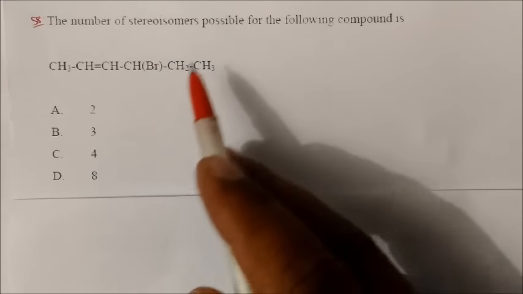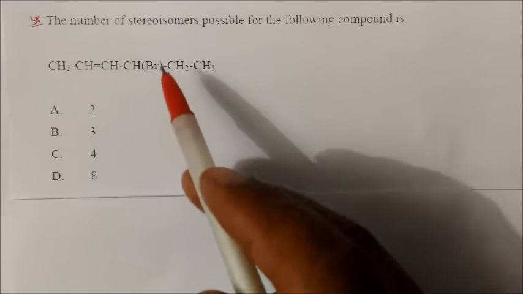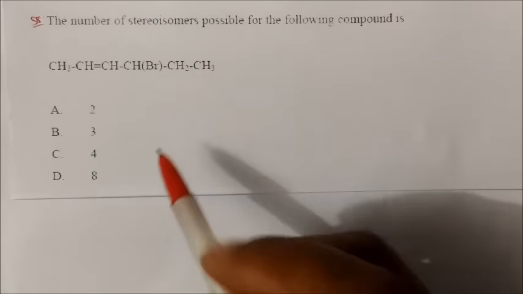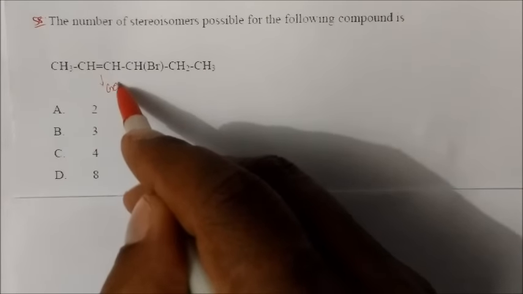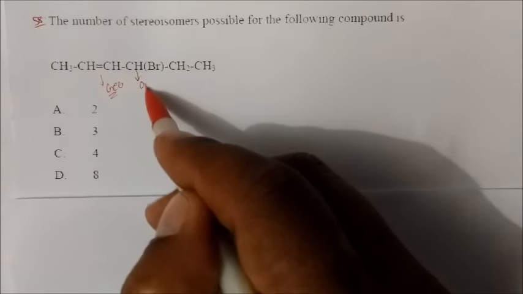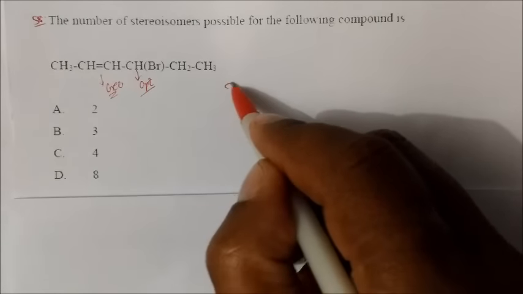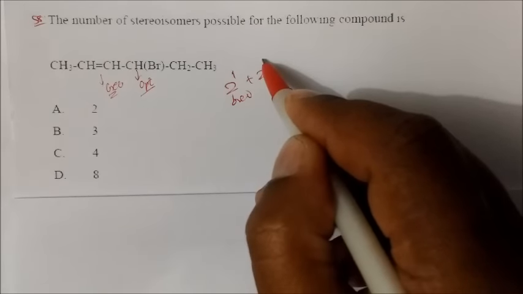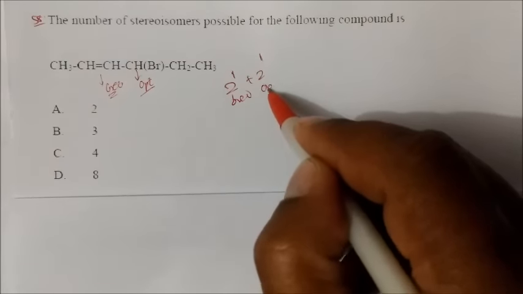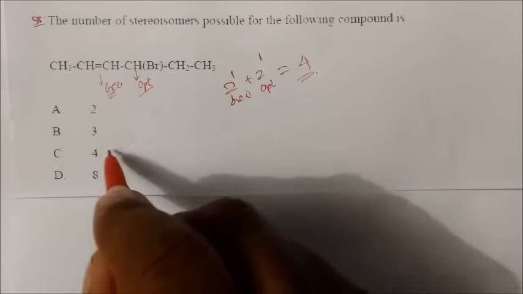The number of stereoisomers possible for the following compound. This is the compound. So how many stereoisomers are possible? This will give you geometrical isomers and this will give you optical isomers. So what is the formula? 2 to the power 1 for geometrical and 2 to the power 1 for the optical. So total is how much? 4. So our answer is 4.